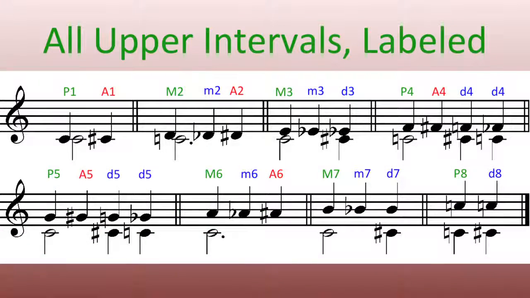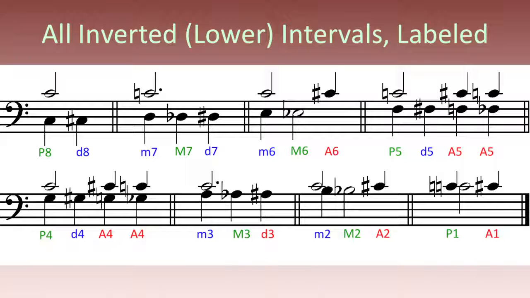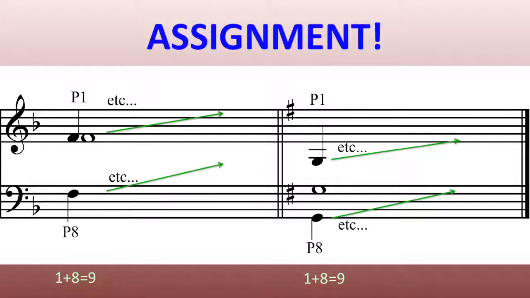Here are all the upper intervals from C, written out, labeled, and rapidly played. Did you follow? Now their inversions written, labeled, and played at the octave below. Write out all the intervals as measured from the tones F and G, both above and also their inversions at the lower octave, and label them as in the previous two slides. Check your work by verifying that the sum of each pair of upper and lower inversions, regardless of accidentals, always adds up to 9.